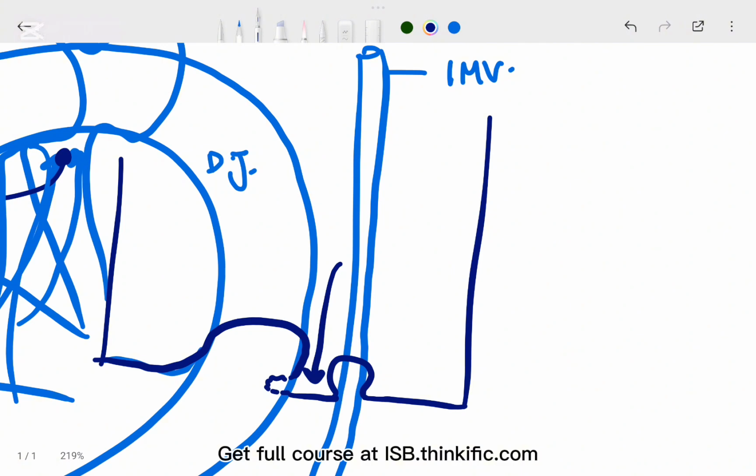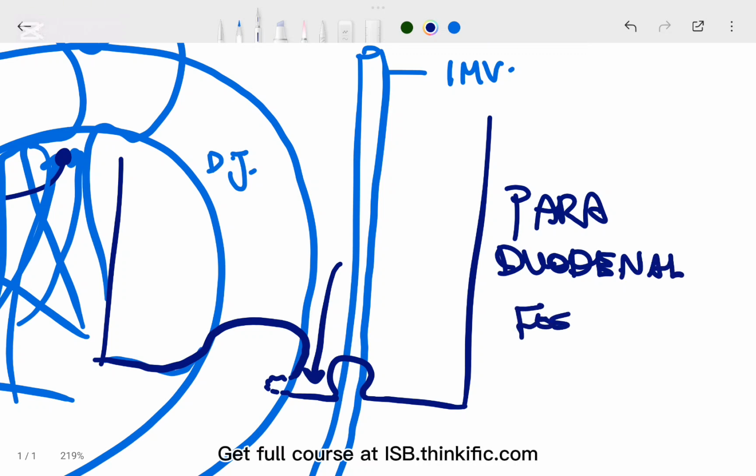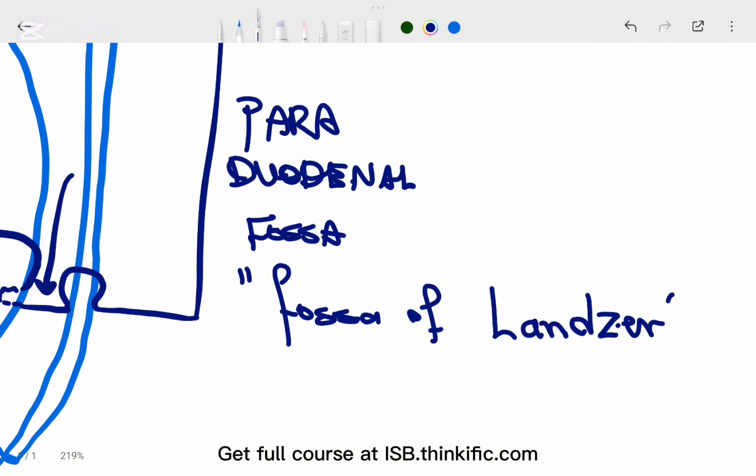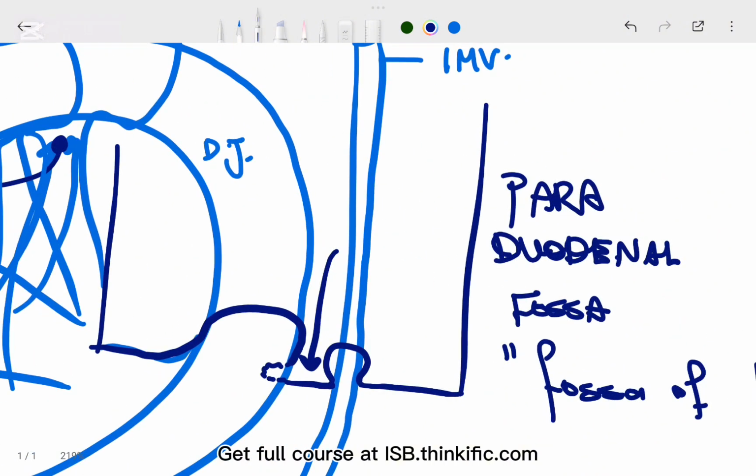This pocket of peritoneum, just to the left of the DJ junction and just to the right of the inferior mesenteric vein, is called the paraduodenal fossa. Also called the fossa of Landzert. Another name for it, maybe in the exam it comes like this: fossa of Landzert. That's the fossa here, this area.